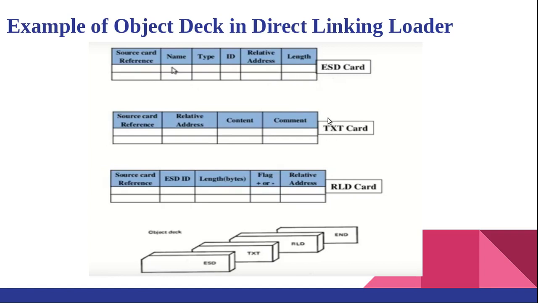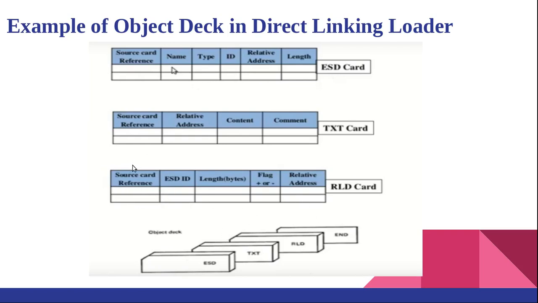Then the ID of the symbol, relative address, then length of each one. After that we have the text card. The text card contains our object program. It will contain the source card reference number, relative address, the content of each relative address and a comment, which is optional. Then we have the RLD card. The RLD card contains the information about the locations whose content depends upon the address at which the program is going to be located.